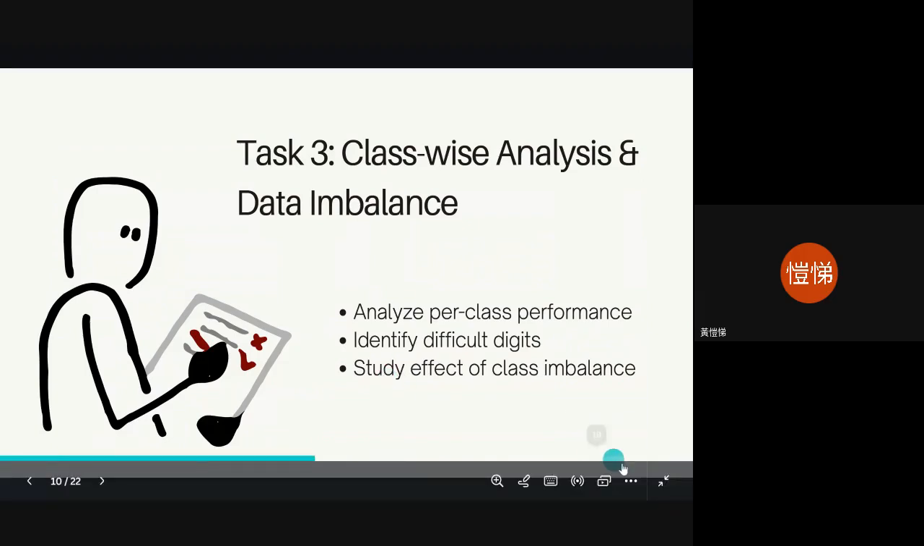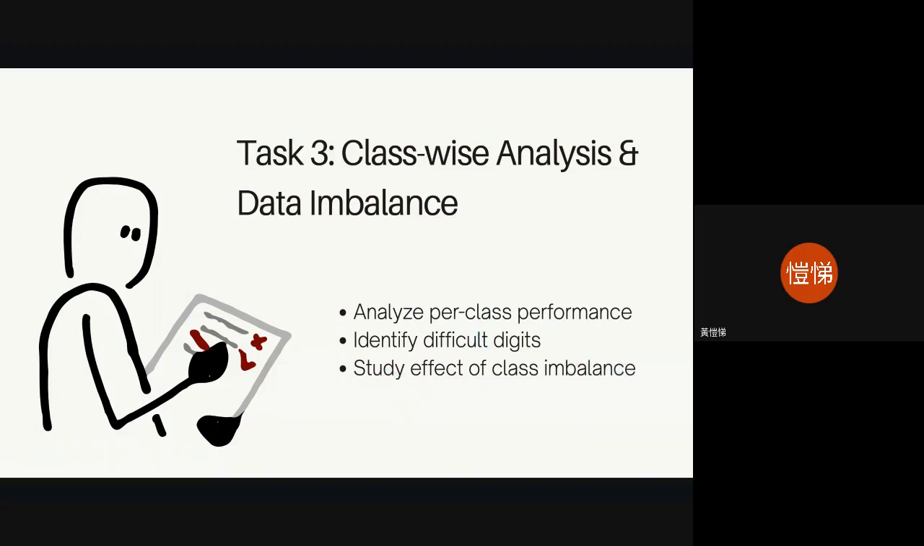In Tech 3, we analyze the model beyond overall accuracy by looking at each digit separately. First, we use per class accuracy and confusion metrics to identify difficult digits. Then, we reduce the training data of one digit to study the effect of imbalance.